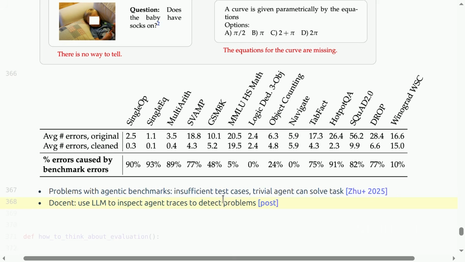And I would always recommend that whenever you develop a benchmark or run a model on a benchmark, you always look at the output and try to audit it to make sure that you actually think you're measuring what you think you're measuring.